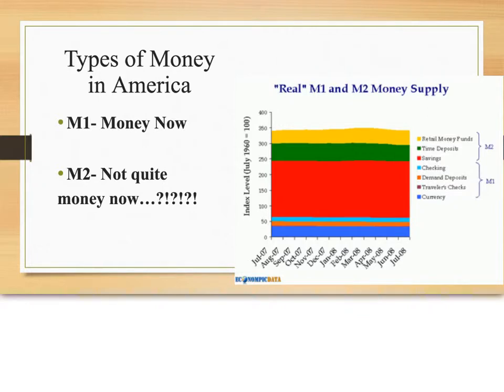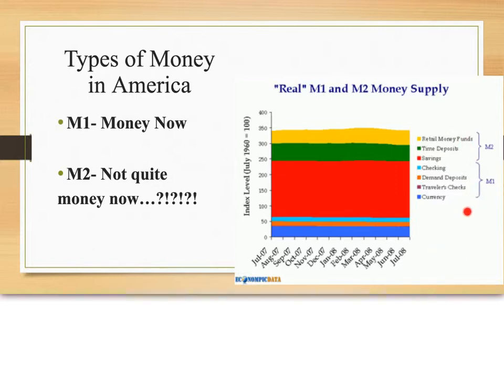Making the transition, there are a few forms that money can take. There are more than just M1 and M2, but we're going to focus on these two at this level. So M1 refers to anything that's money right now. M2 is not quite money now, but it could be money in the future that you can use right now.